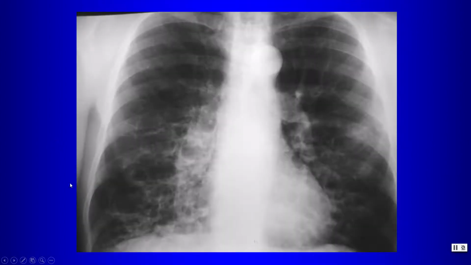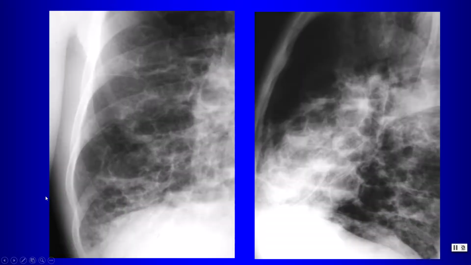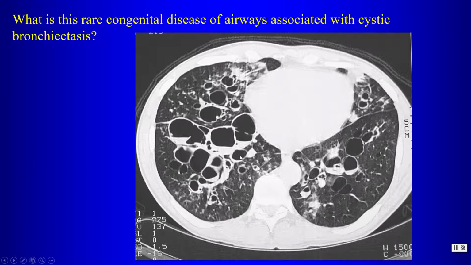So here's our next case, and it shows these cystic areas within the lower lungs. When we look closely, we can see some air fluid levels in there. So here on the close-ups, you can see the air fluid levels in there. This is a patient with cystic bronchiectasis, and the air fluid levels are common from infection. But I will tell you, this is a rare congenital disease of airways associated with cystic bronchiectasis.